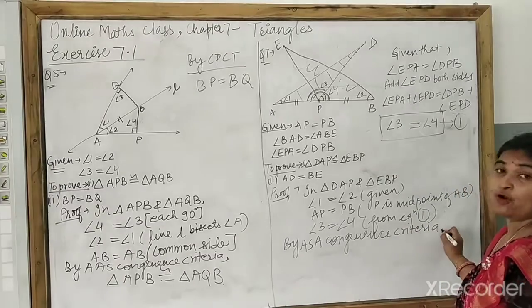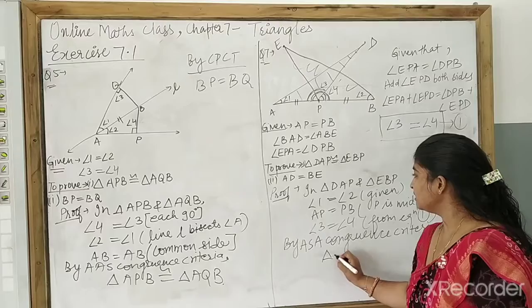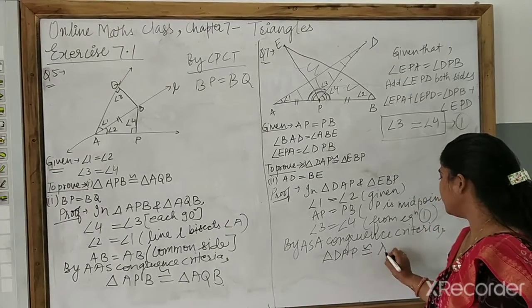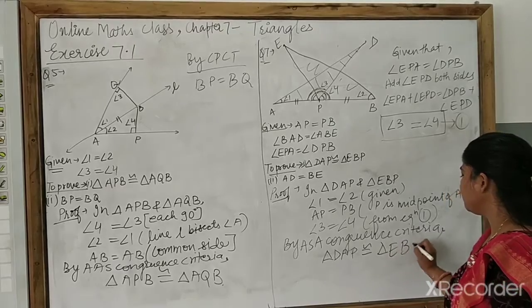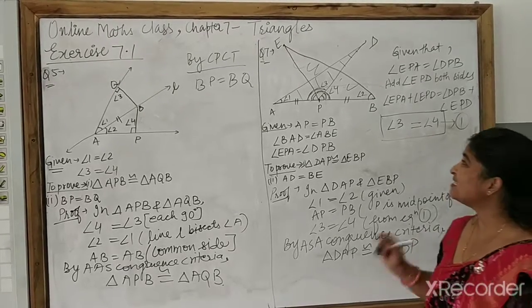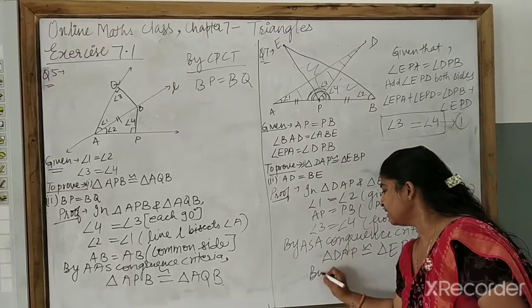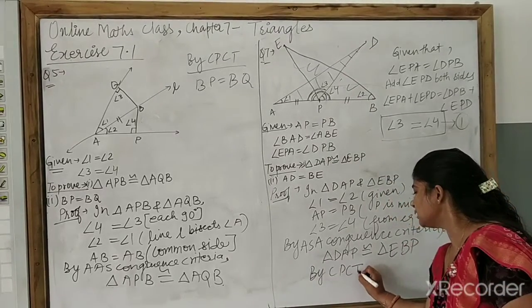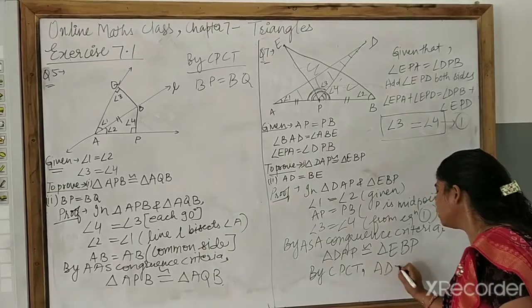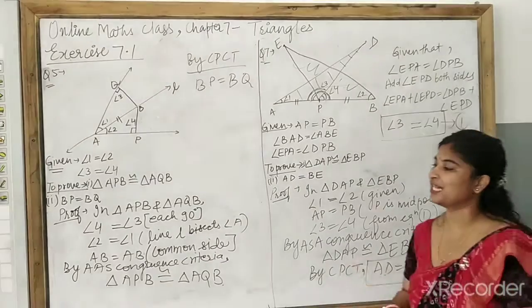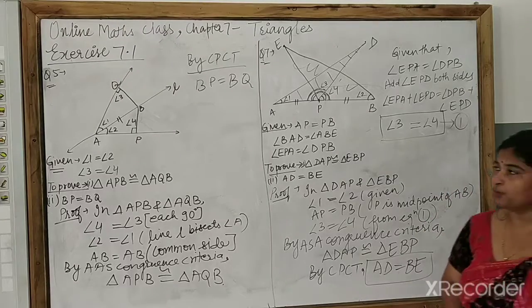By ASA congruency criteria, triangle DAP is congruent to triangle EBP. Now, by simplicity, can I say that AD is equal to BE? By CPCT, AD is equal to BE. So whatever we have to prove, we have already proved. So in the last you will write hence proved. Thank you.